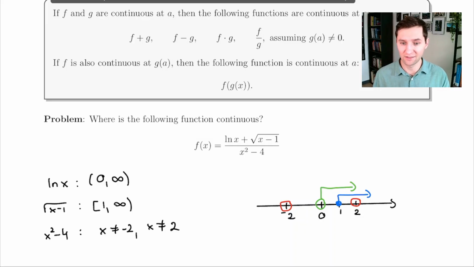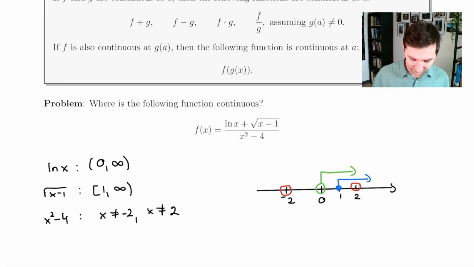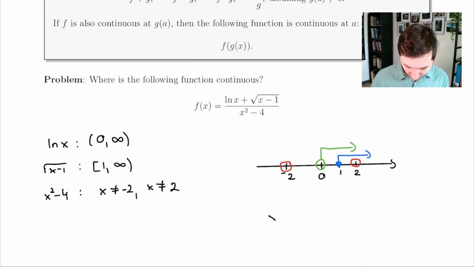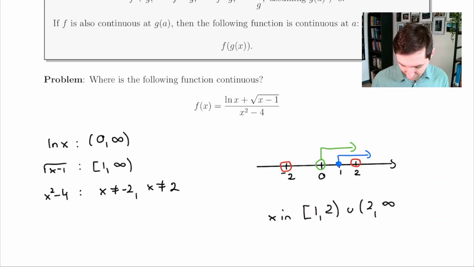So what are the x's that satisfy all those 3 conditions? Well, these are the x's that are bigger or equal to 1, not including the 2. So as long as x is in the interval from 1 to 2, 2 not included, and the interval from 2 to infinity, this function will be continuous.